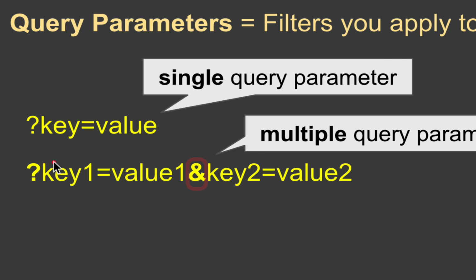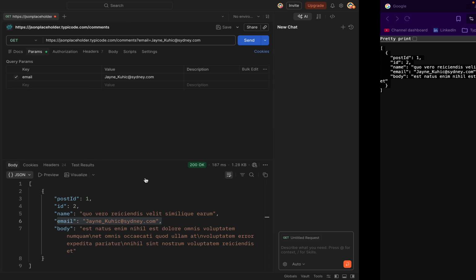Okay, the question mark comes only once, and then the and symbol will keep on adding. We can keep on adding the and symbol as many times as we have parameters. So this is a common mistake beginners make. They keep on adding question marks, but this comes only once. Okay, so you can also try this here.